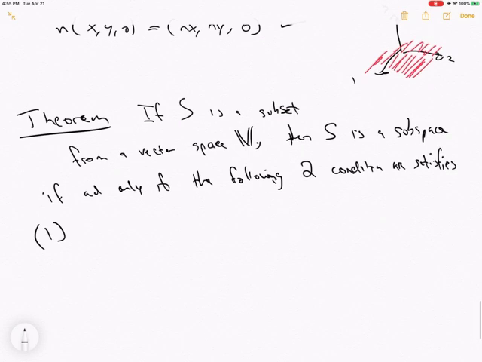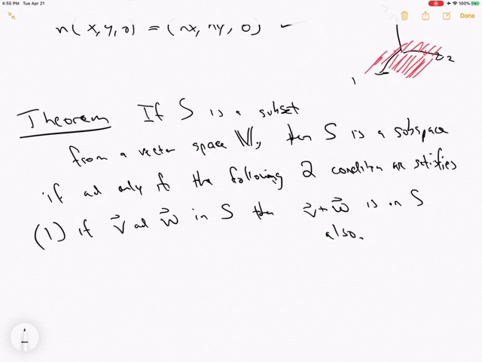you just need to satisfy two conditions. The first condition is, if you take any two vectors that are in the set, then you should be able to add them inside of the ambient vector space, and we want that sum to be in S also.